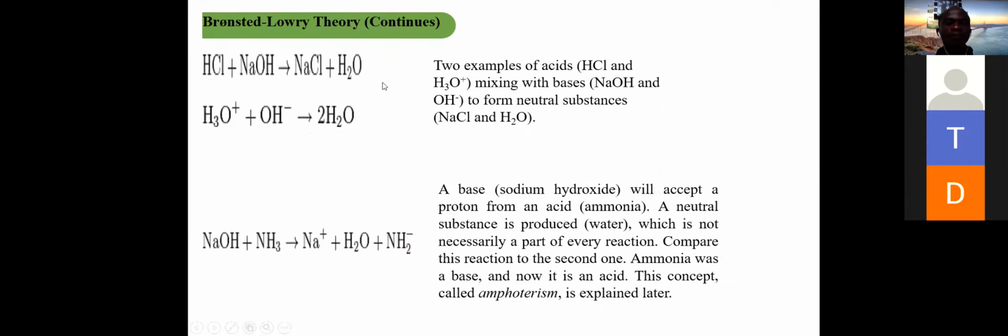Okay, these are some more examples. This is actually a neutralization reaction, but this reaction can be simplified as this, just trying to illustrate that neutralization reactions are essentially a reaction between a proton, H plus or hydronium ion, and the hydroxide ion. All right.